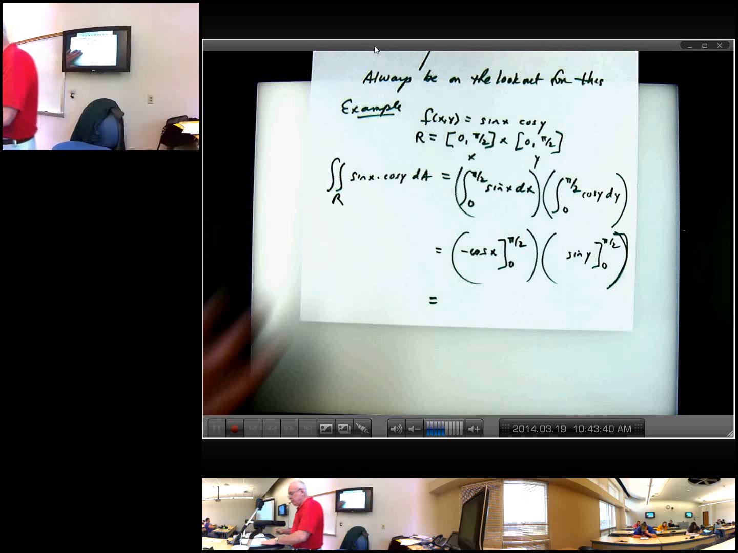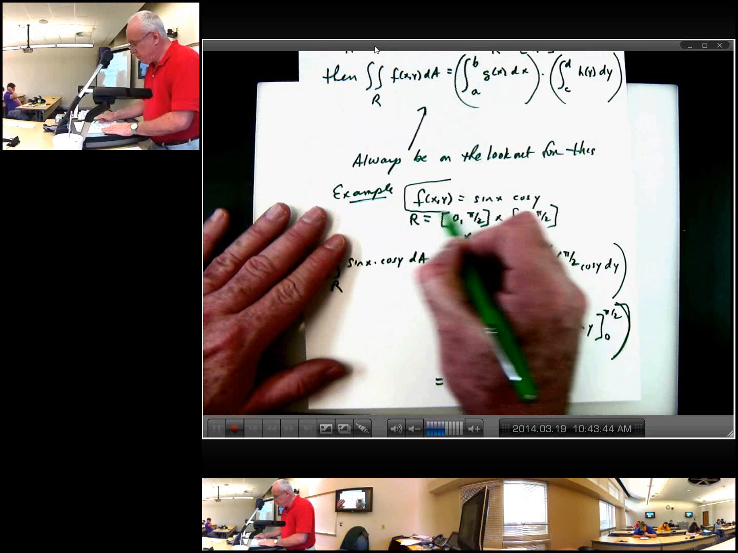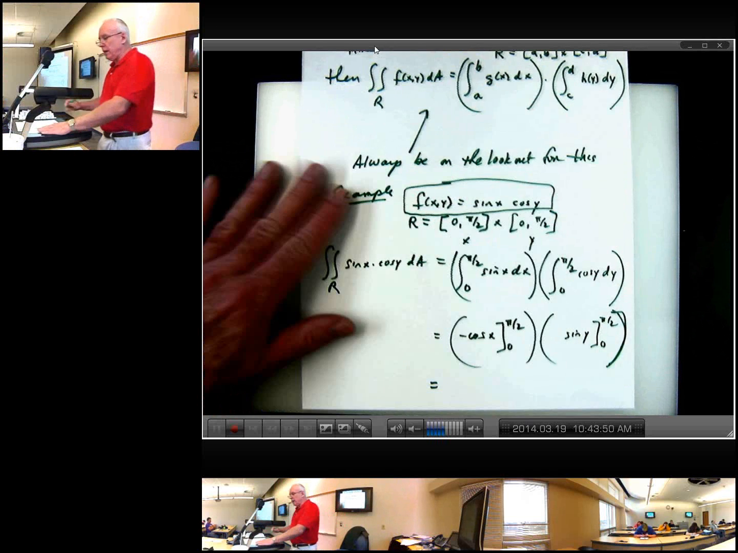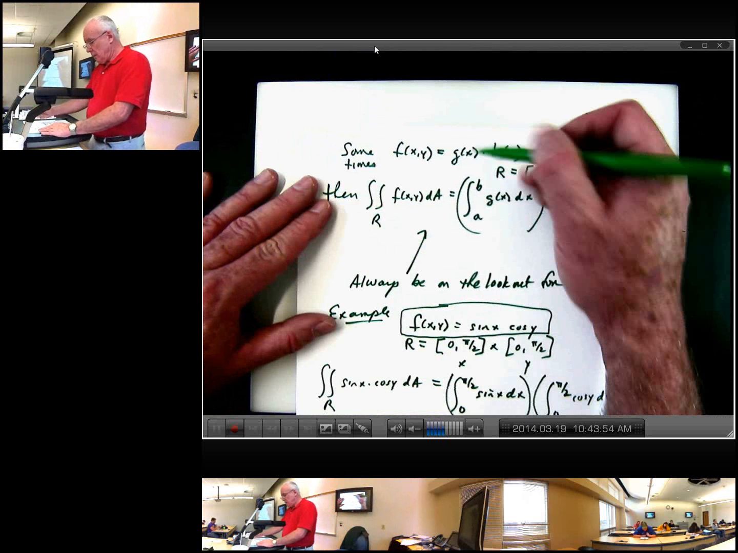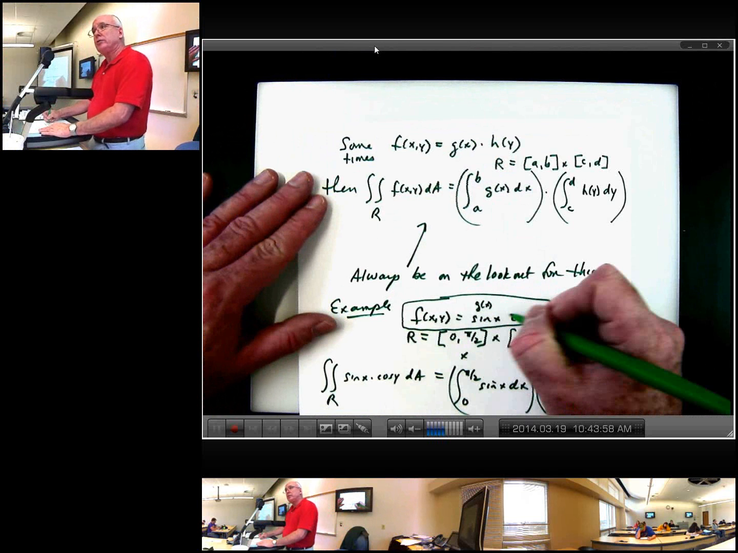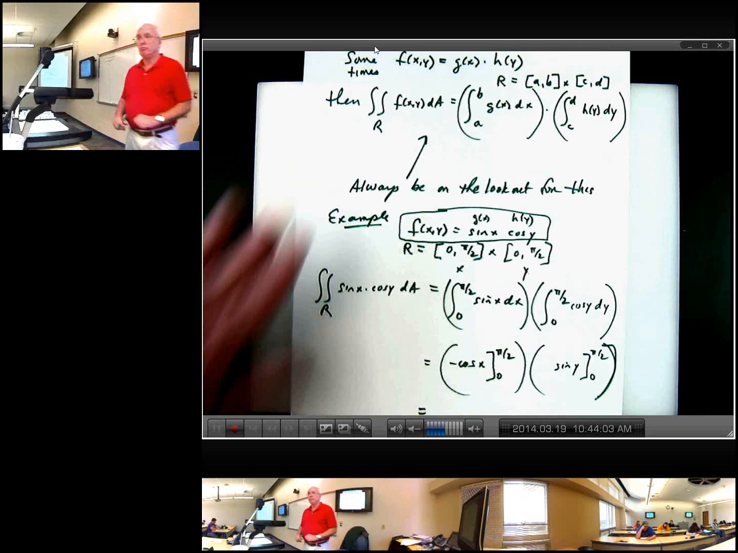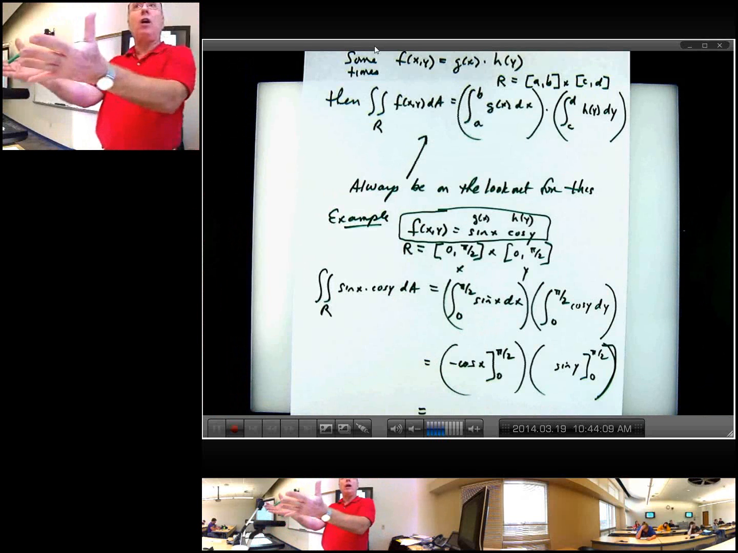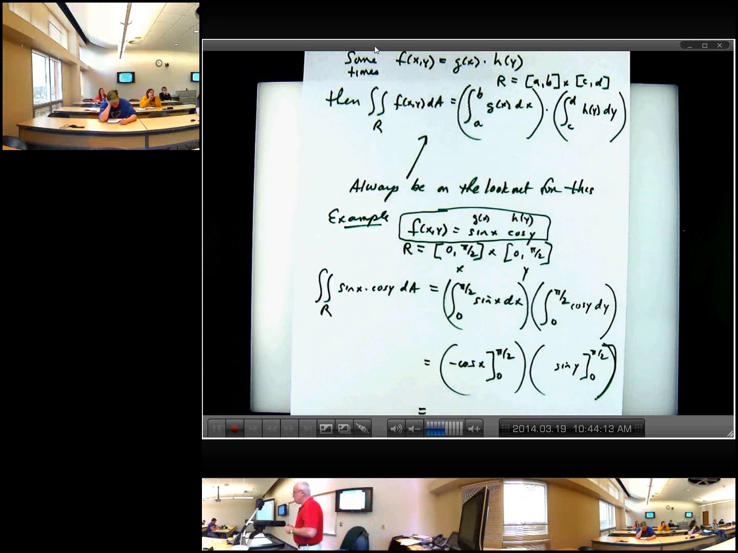Now let's look at our function here. This is our function: f(x,y) equals sine of x times the cosine of y. If we look at it in terms of what I had written up above, this sine of x is that g of x function strictly of x. The cosine is our h of y function strictly of y. We can just get all the y stuff together times all the x stuff. If it was like sine of xy, then we couldn't. We could not do that.